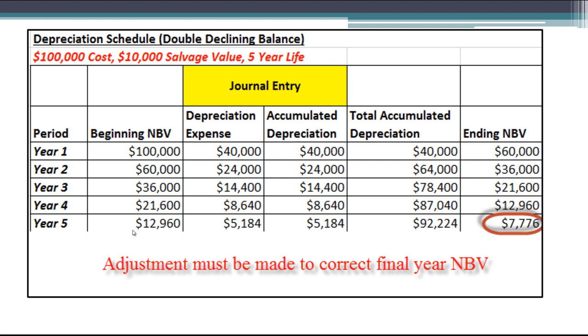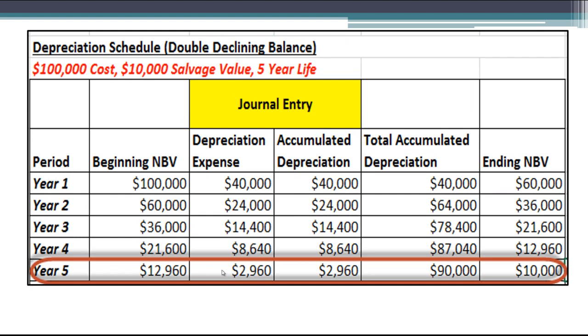And what that means is the last year, or really any year as you're going through, you take a look at what the calculation would be and you determine if you were going to fall below the salvage value. And if so, you do just like we did a bit ago. We have $12,960. We know we need to get to $10,000, so we can only take $2,960, not this calculated amount. If we take $2,960, we end up right at $10,000.